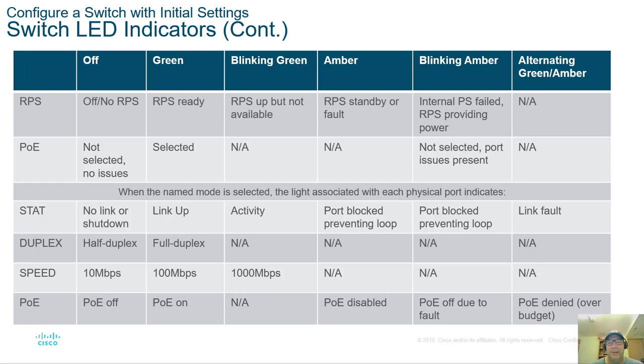Sometimes they're green, and sometimes they're blinking, and sometimes they're amber colored. What do these things mean? And then this is a nice chart to give you an idea of, if you see a particular stat light and it happens to be blinking green, what does that mean? Well, that's set for activity, right? But if it's blinking amber, then the port is blocked to prevent looping.